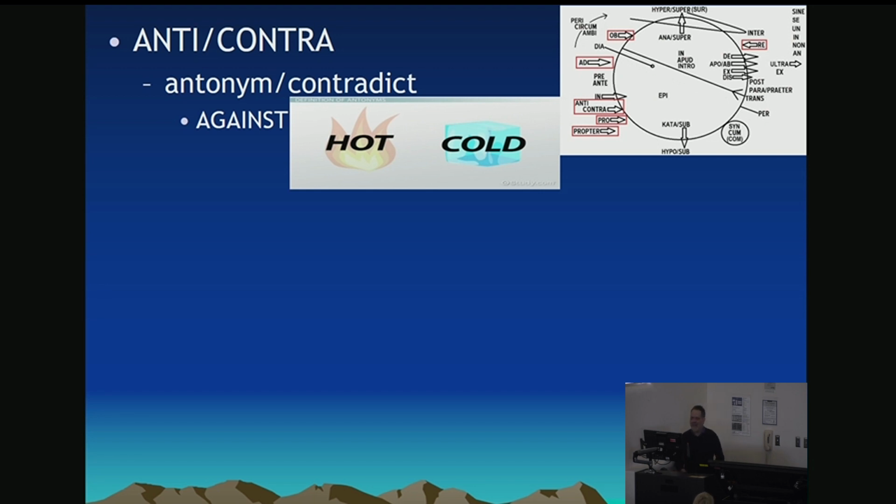And now we're dealing with anti, which means against, and contra, which also means against. Okay? So antonym comes from the Greek, and the onym part means name. And so what you need to notice here, you guys, is that anti is the prefix, but antonym takes away the I. Get used to it.